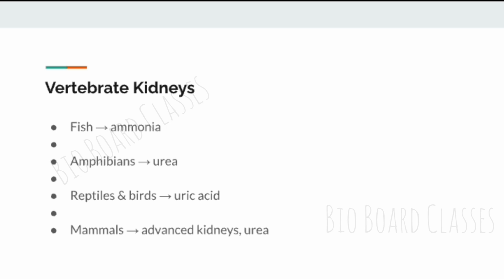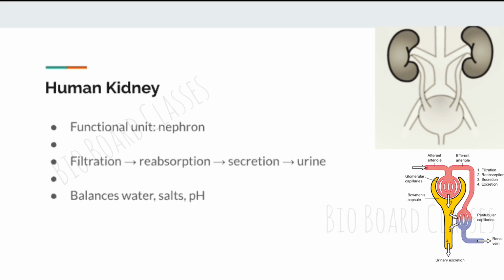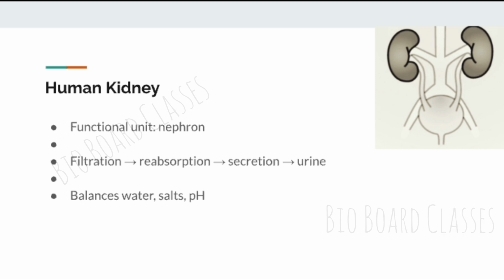Let's zoom in for a moment on the human kidney, the most advanced version. The functional unit of the kidney is the nephron. Each nephron filters blood at the glomerulus, reabsorbs water and nutrients in the tubules, secretes waste, and finally produces urine. This system allows fine-tuned balance of water, salts, and pH.